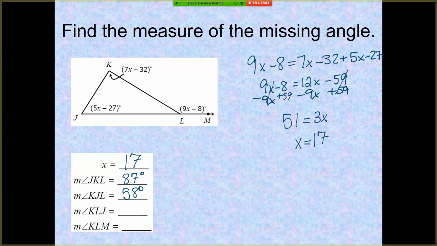To find angle KLJ, that's the angle that has no information labeled about it. I'm going to take 180 and subtract the two angles we already know, 87 and 58. And that tells me that that angle has 35 degrees left for it.